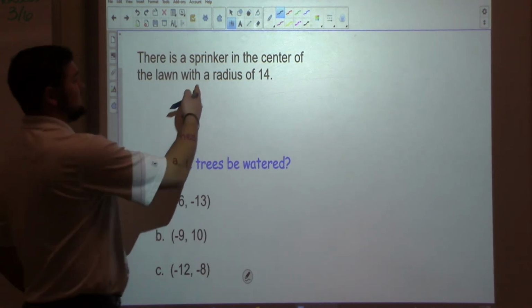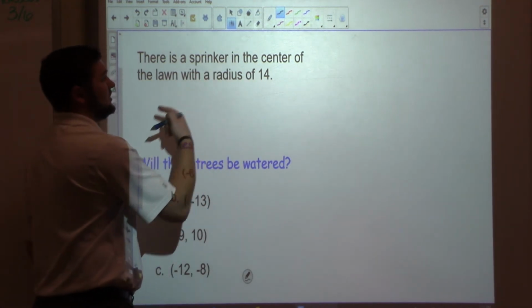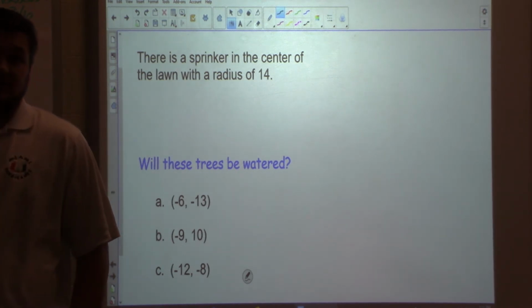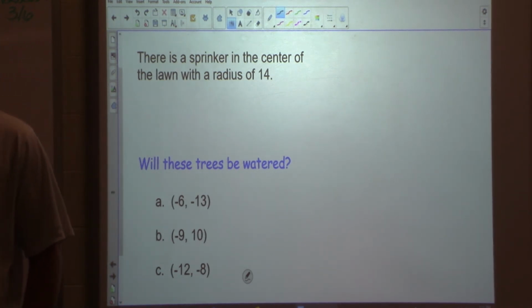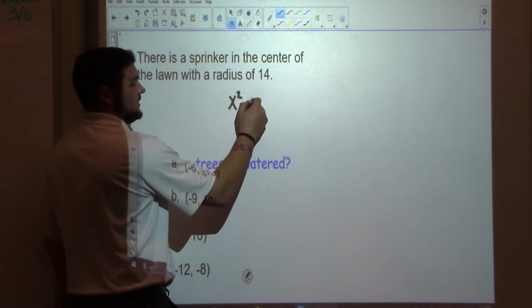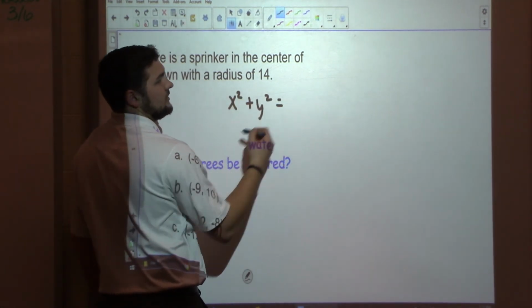Okay, well, what's the equation of the circle of my sprinkler? It's centered in our lawn, centered at 0, 0, we'll say. Well, it'd be x squared plus y squared equals what?